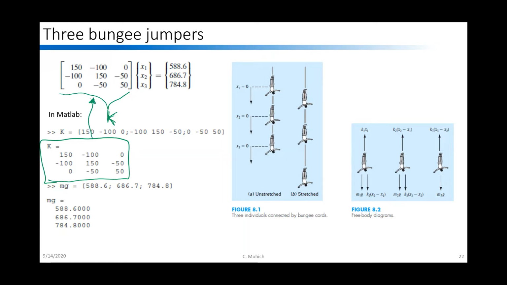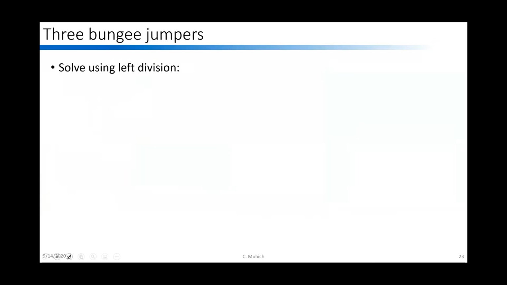It matches exactly what we had in our equation. And then we can do the same thing for our mg vertical vector, just popping in the numbers 588.6, semicolon, 686.7, semicolon, 784.8. We want to make sure that we're using that semicolon so that we end up with a vertical array. Conversely, we could have made a horizontal array and then transposed it in order to get that vertical configuration that we need.